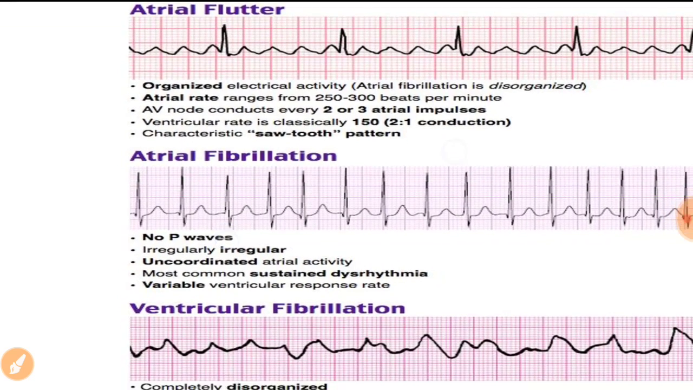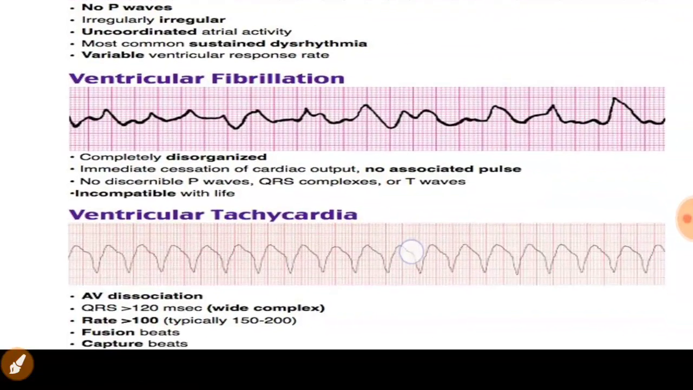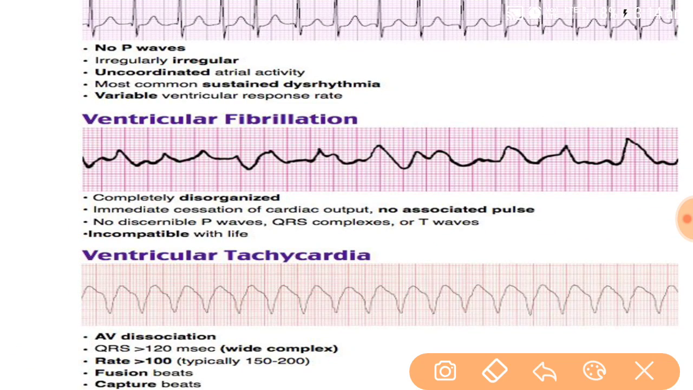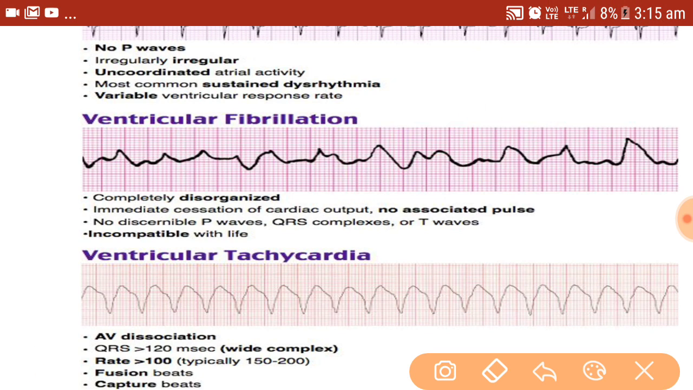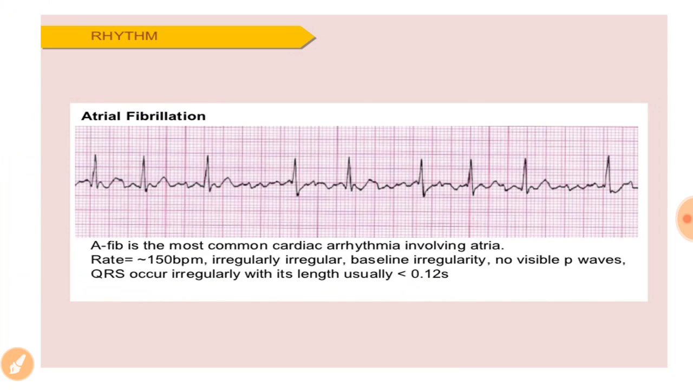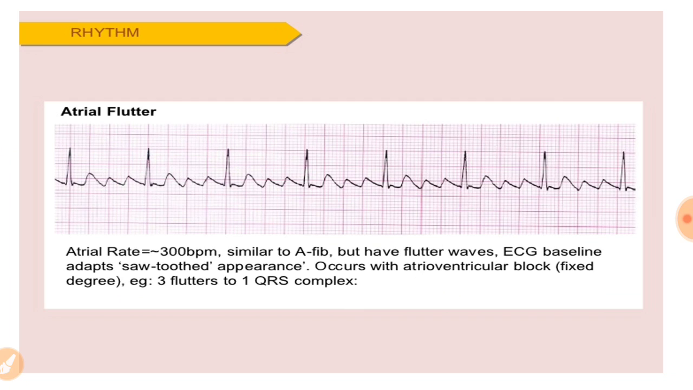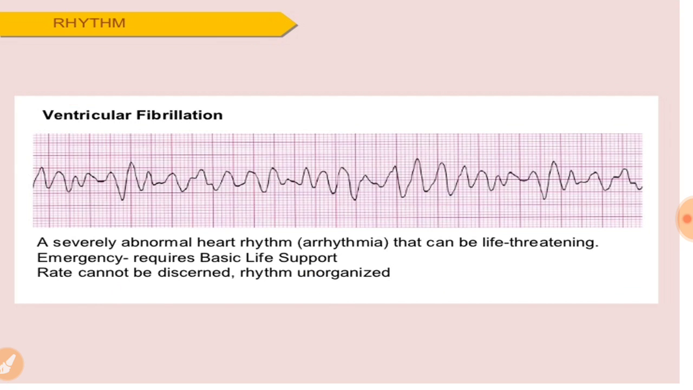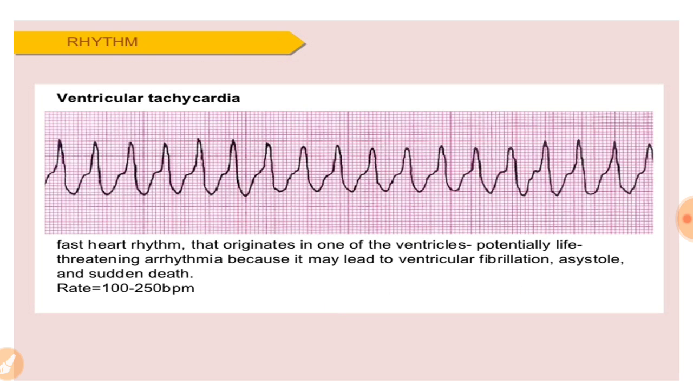In flutter, again I am saying, you see a sawtooth pattern, and this is fibrillation, because here you cannot see the beautiful QRS waves. Can you see it? No. So these are ventricular fibrillation and ventricular tachycardia. In fibrillation it is completely disorganized, no associated waves, no discernible P, QRS or T waves, and in tachycardia the QRS is greater than 120, that is wide complex, and the rate is greater than 100. So I think you got a very important concept. This is just again to show you the atrial fibrillation and atrial flutter, the sawtooth pattern, the ventricular fibrillation and ventricular tachycardia. Okay, so you need to see them again and again to get an idea.